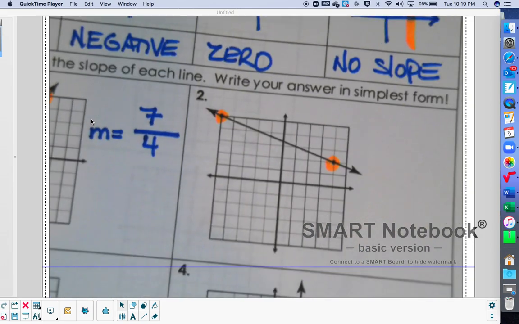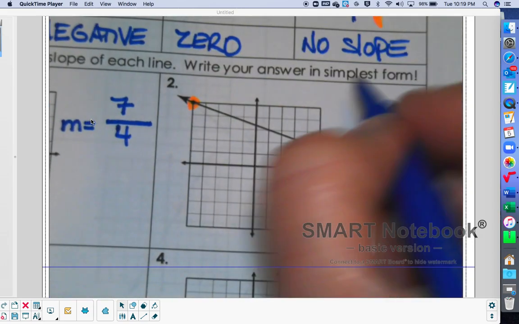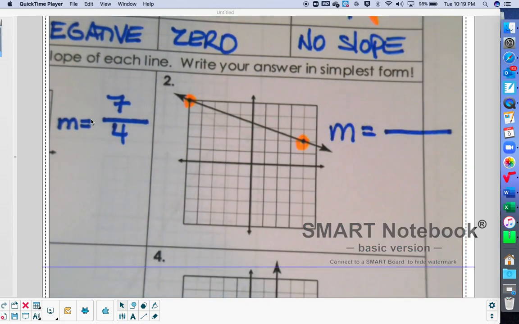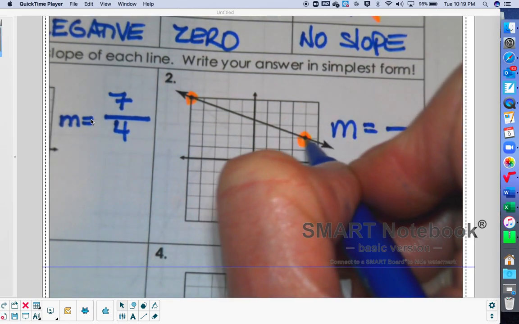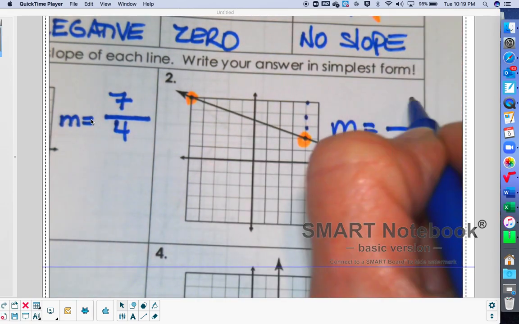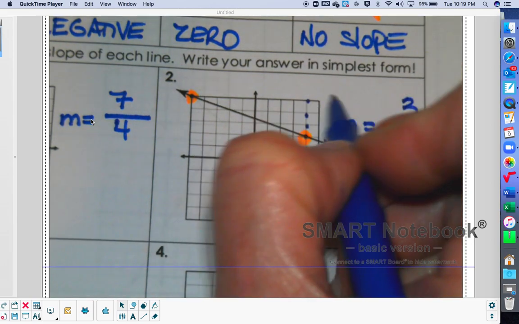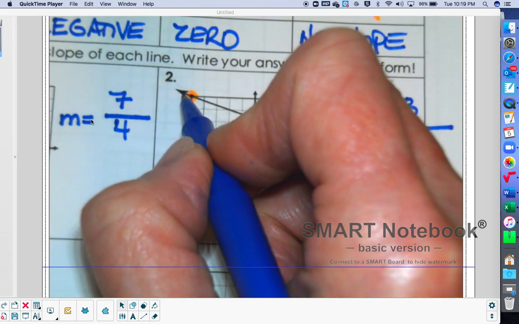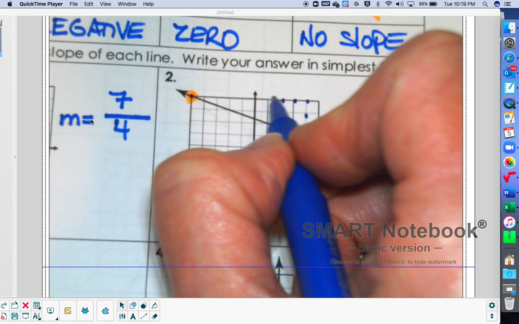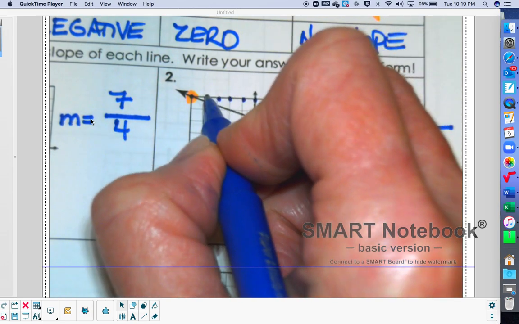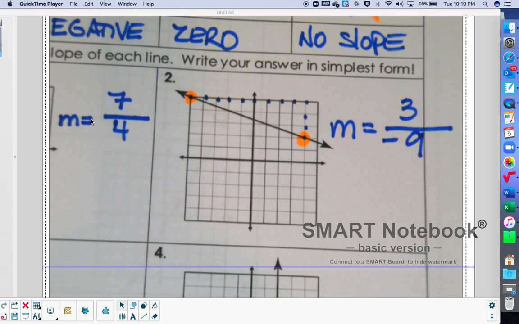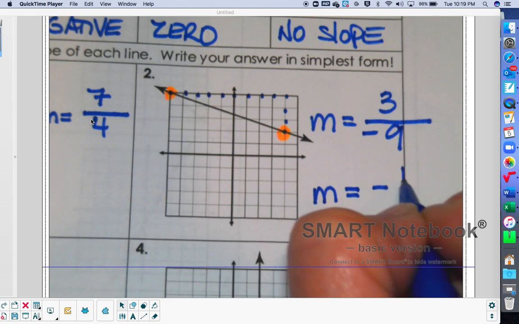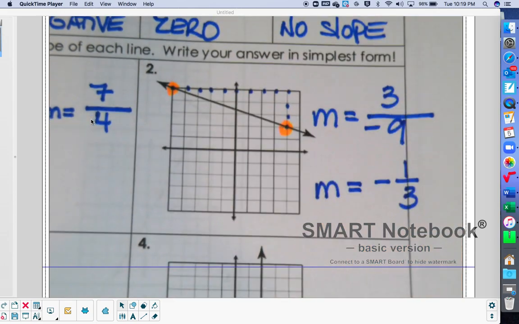Moving to number 2, I'm going to do the same thing. I'm going to give myself m equals and a fraction bar. And I'm going to start at this point and count up. So my numerator is 3, and my denominator counting over, and up is positive, but now I'm going to count back to the left, so that's going to be negative. Counting to the left, negative 9 units. I need to simplify this, so the slope for this line is negative 1 over 3.